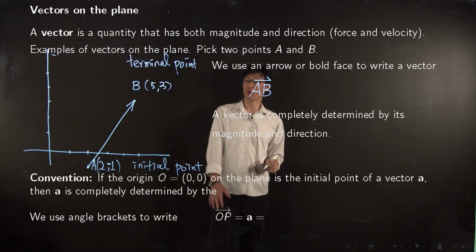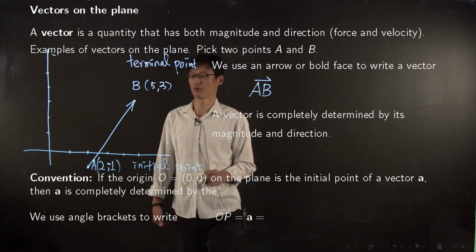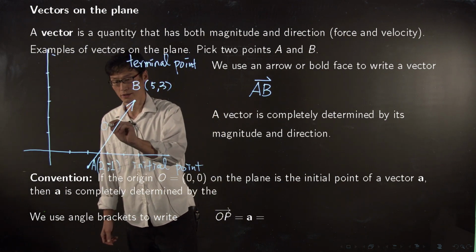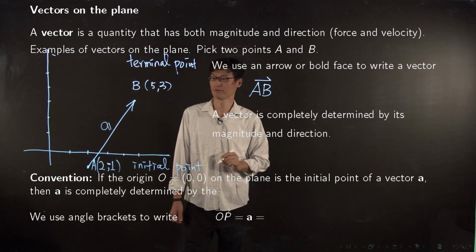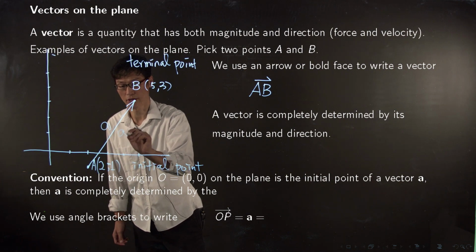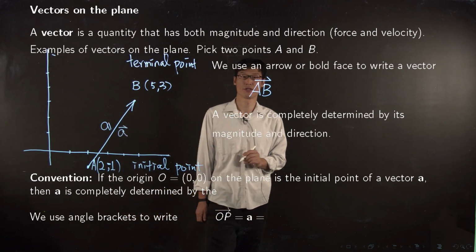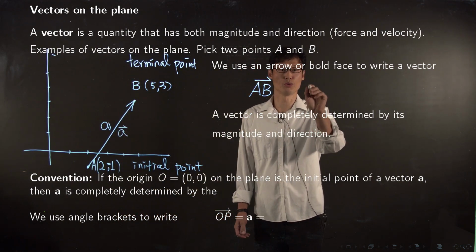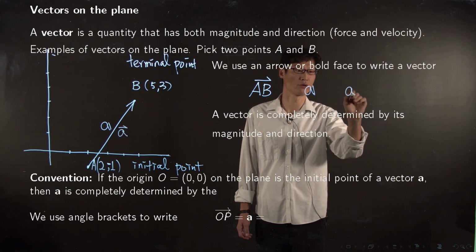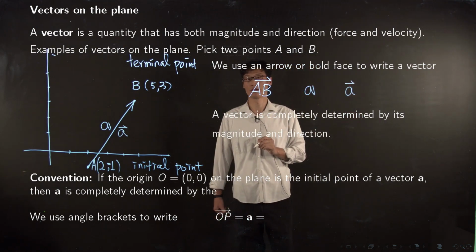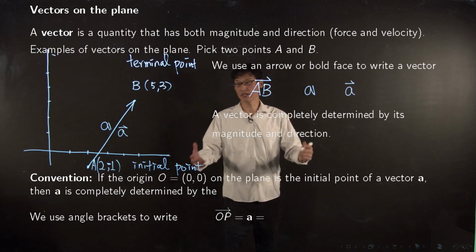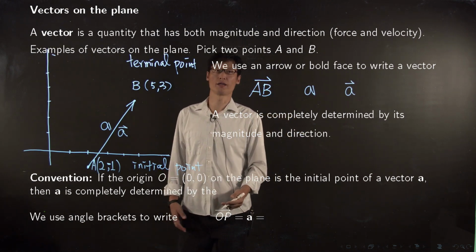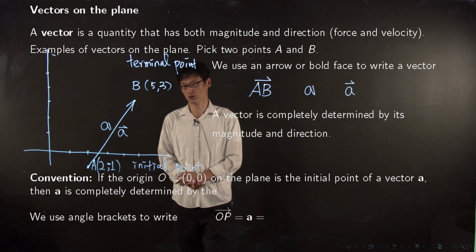We can also use boldface to write a vector. For example, you can call this vector A with an arrow like this. So we can use boldface like this or an arrow like this. A vector is completely determined by its magnitude and direction.